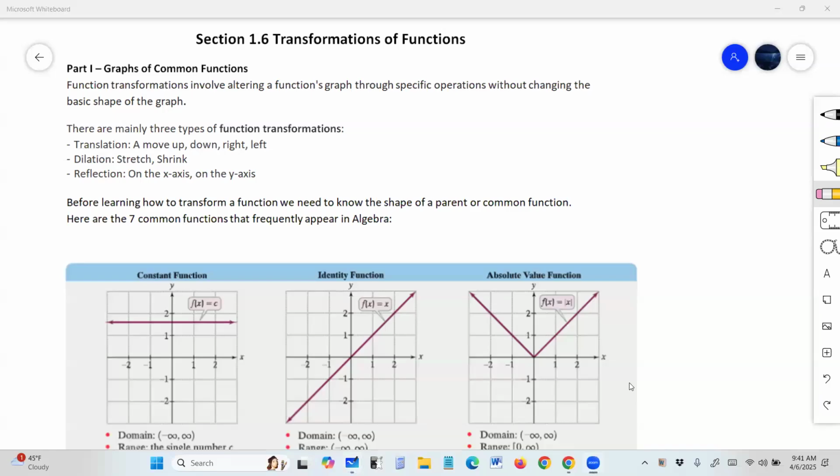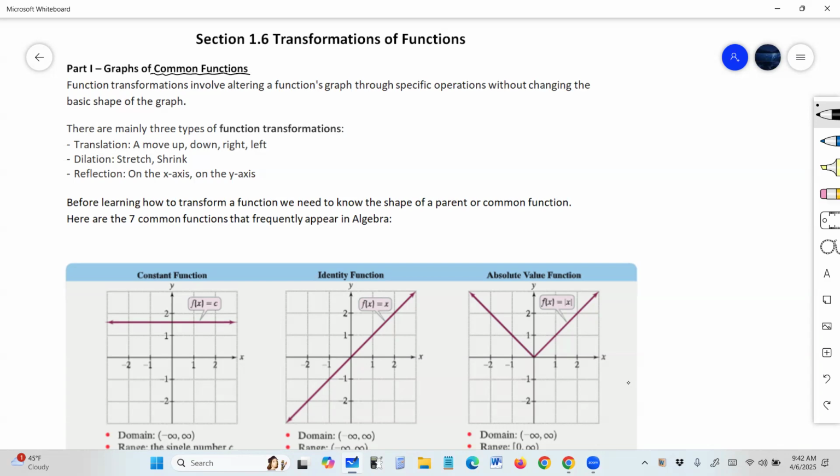Hi, hello everyone. So this is the video dealing with section 1.6, transformations of functions. This section is going to have a couple of other parts, but in order for us to graph functions using transformations on them, we need to know the basic functions that we are required to graph. So this is where we're going to go over the graphs of common functions.